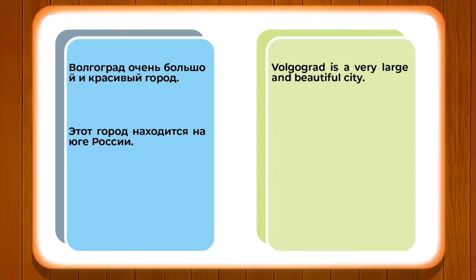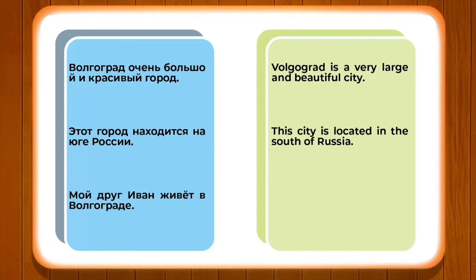Этот город находится на юге России. Этот город, какой город? Волгоград. Где находится Волгоград? Волгоград находится на юге России. Yug means south. Na yuge, on the south of Russia. So Volgograd is situated in south of Russia.